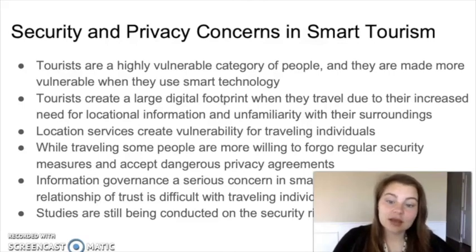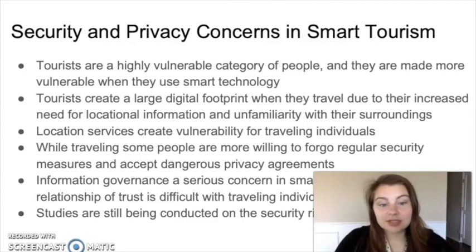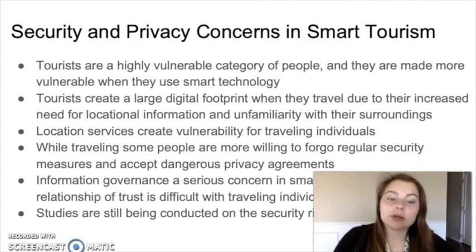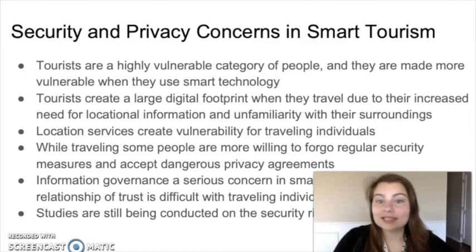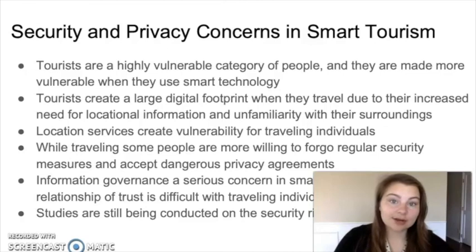Information governance is also a concern in smart tourism, because while traveling, individuals are interacting with many different entities like governments and different companies that they wouldn't usually be interacting with, and these entities may have different privacy restrictions than those individuals are used to.